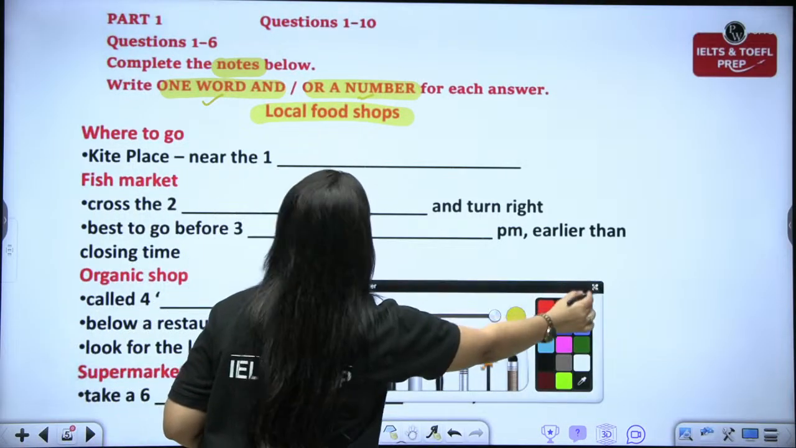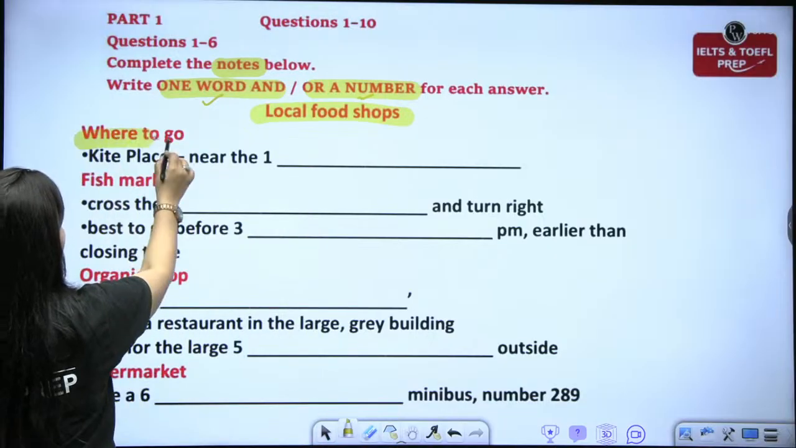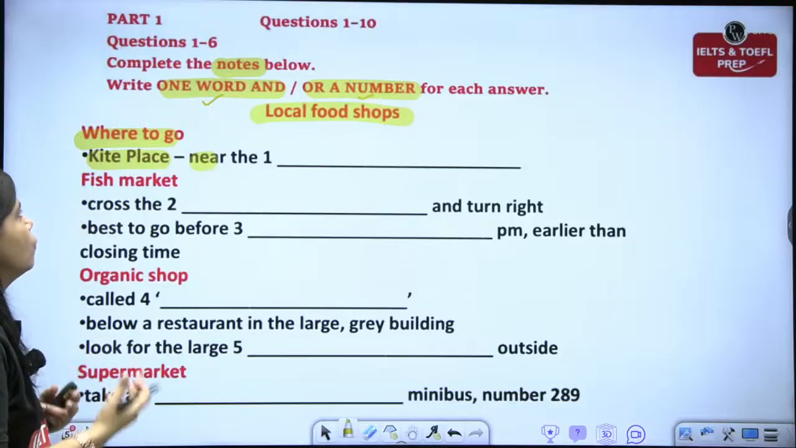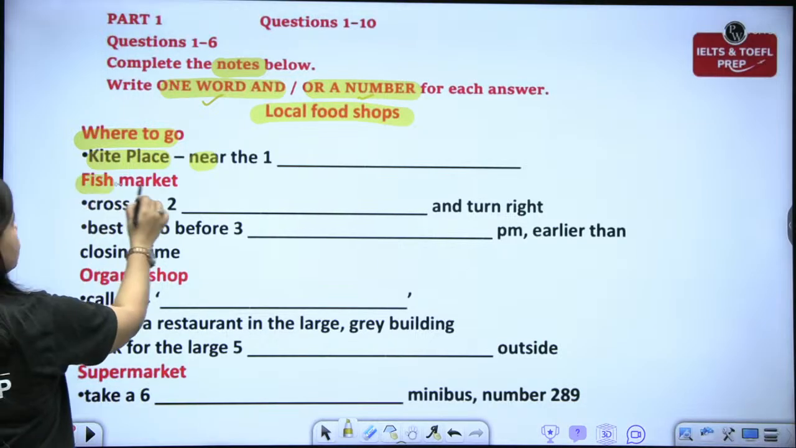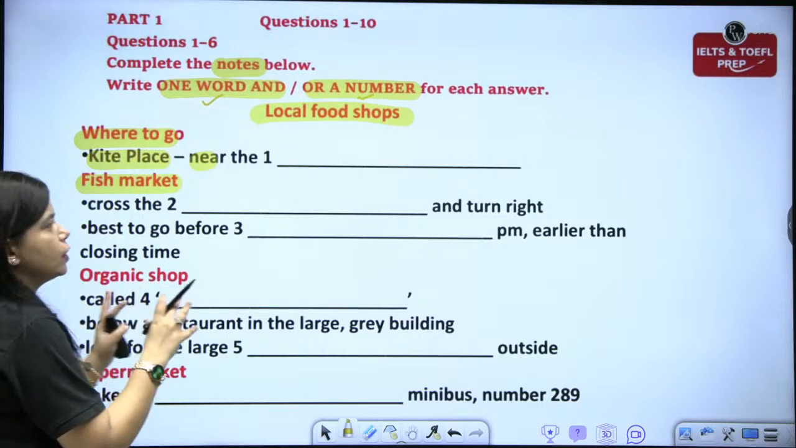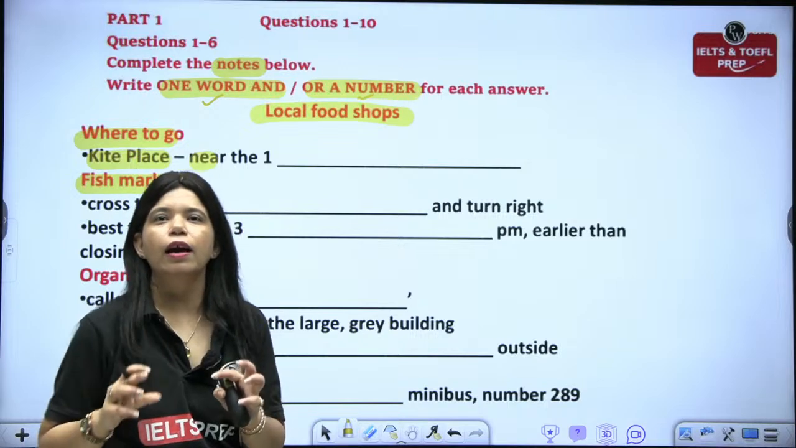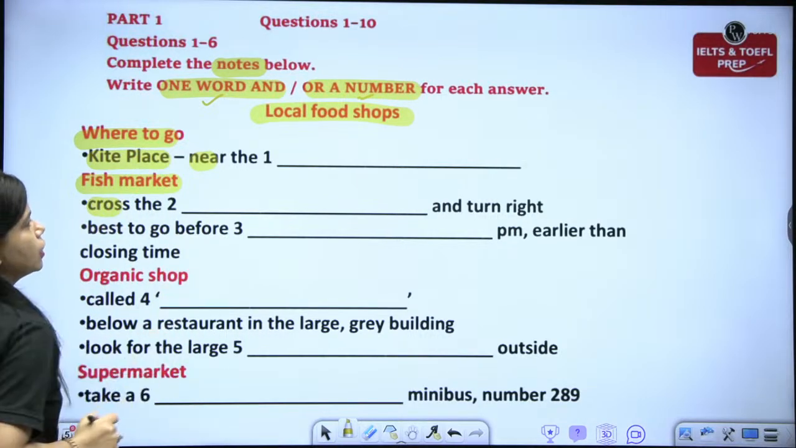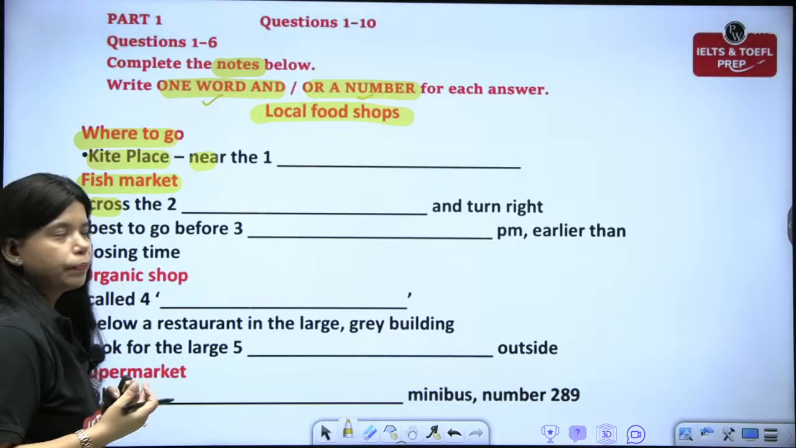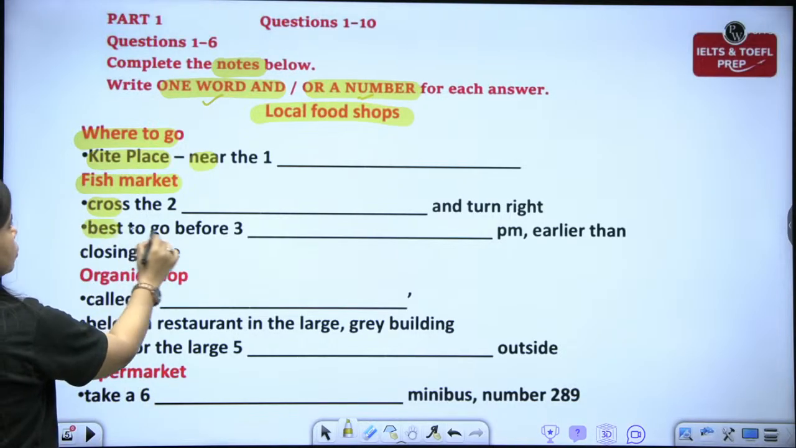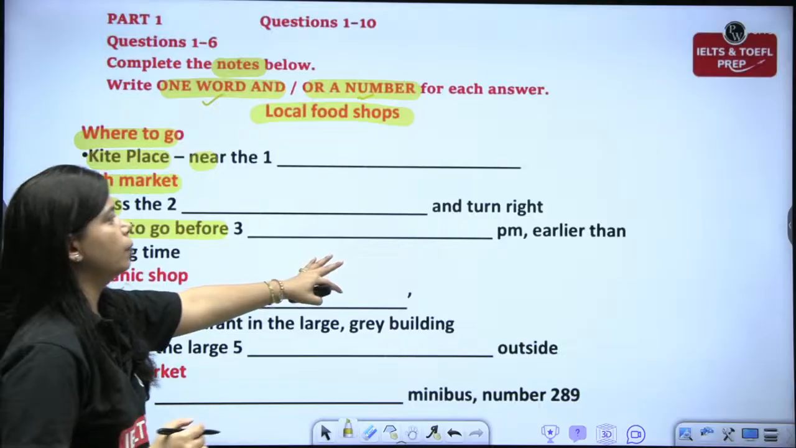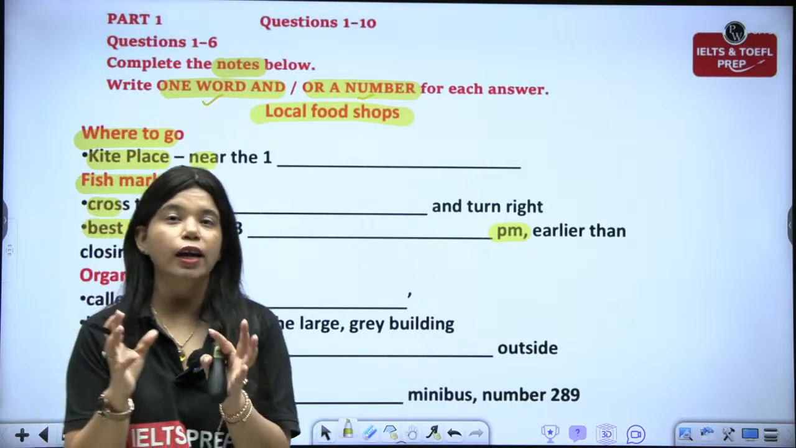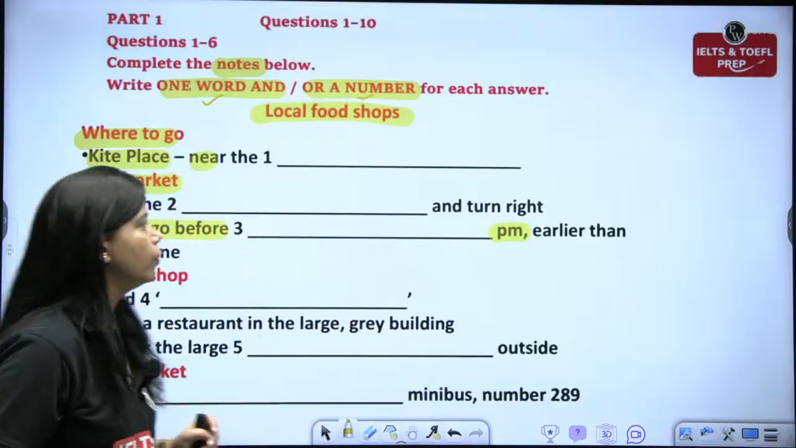Now let's highlight the keywords. So where to go? It says kite place, near the dash. You need to see near what. Then it says fish market. These are your subheadings. The ones which are written in red color, they are your subheadings. So fish market. Cross the dash and turn right. Cross what? The next one is best to go before dash PM. Now you know that here you need to keep your ears open for a number.